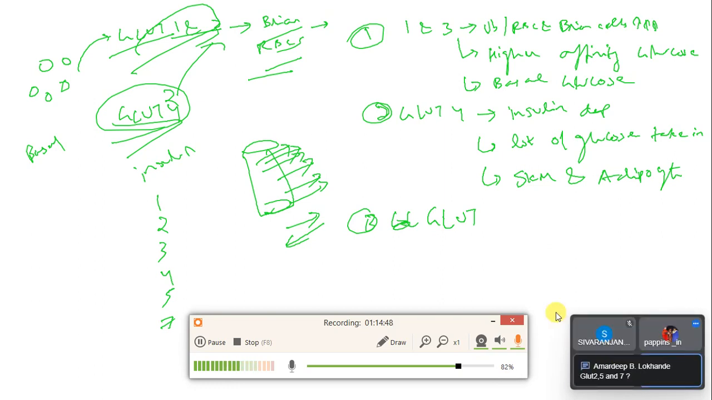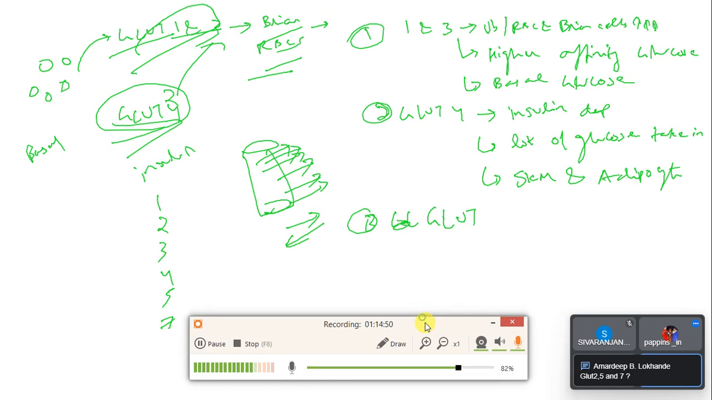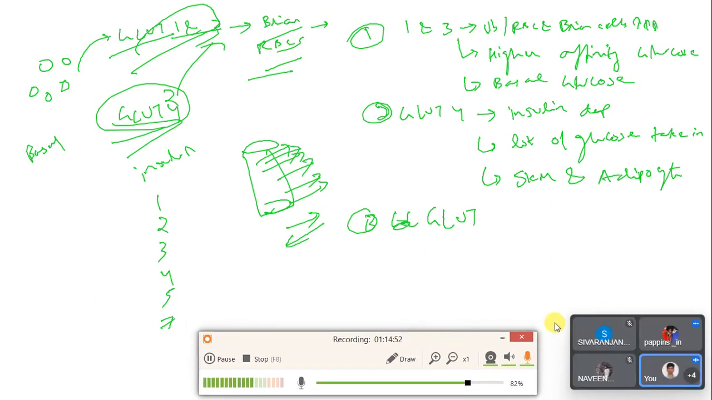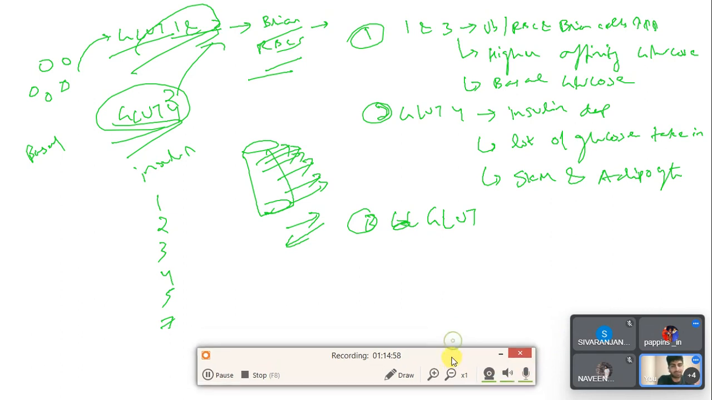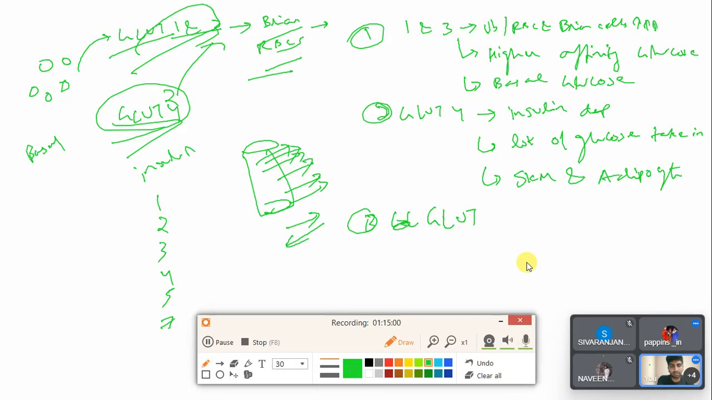GLUT 2, 5, and 7? No, it's just one GLUT. It might be obvious, I guess. It's GLUT2. You can remember it easily. GLUT2 does both ways, it's a two-way transporter.